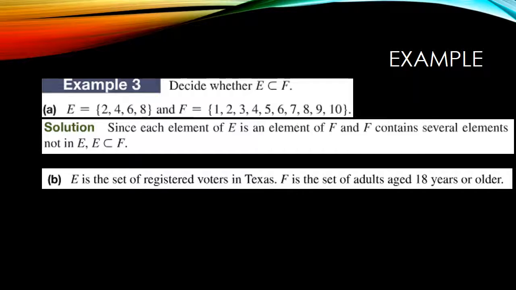Okay, the first one's pretty straightforward. It's easy to see. Everything in E is contained in F, and F actually contains more than just what's in E. So, E is indeed a proper subset of F.